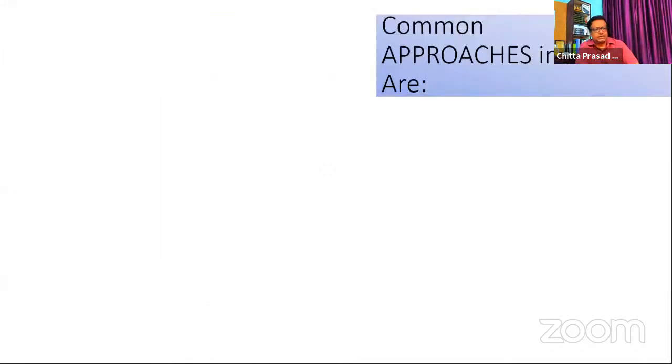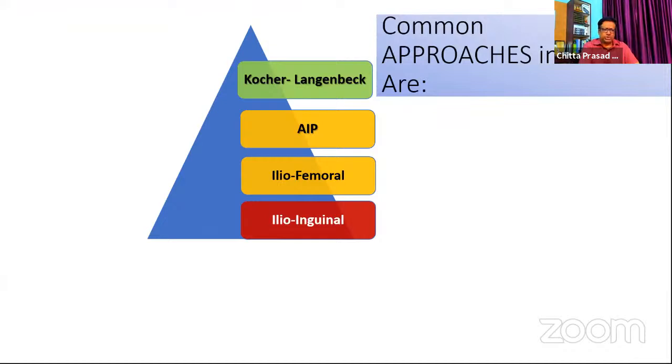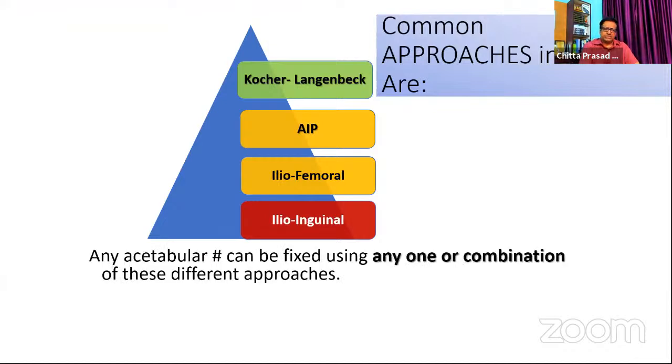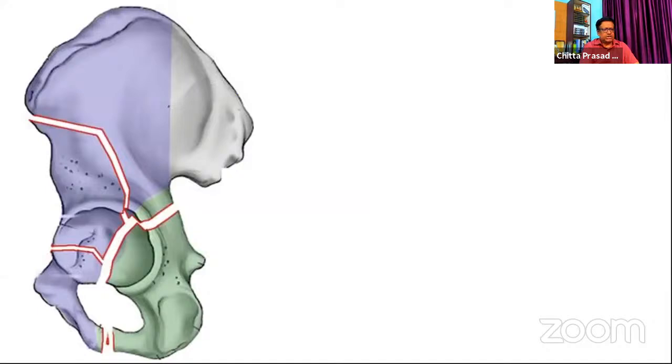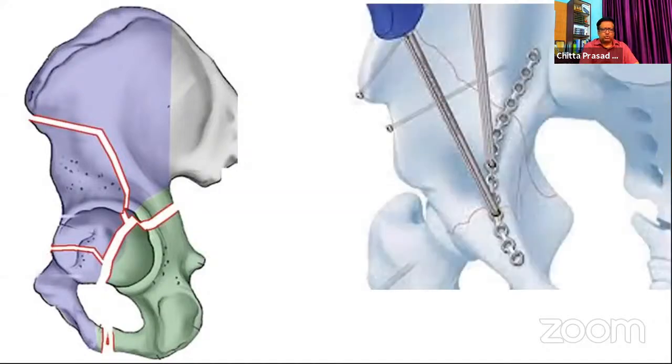How to decide the surgical approach? These are the approaches which we most commonly use. Most of the fractures can be fixed by using one of these or a combination of these. These are non-extensile approaches. And when you need an extensile approach, you need to do the extended iliofemoral approach. Look at this ACPHT, this is a schematic presentation. This can be fixed through a Stoppa or ilioinguinal approach very adequately, and you can drop an iliosacral screw from the brim, and the fracture reduction is straightforward.